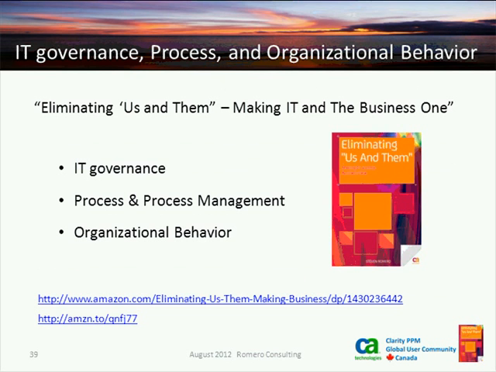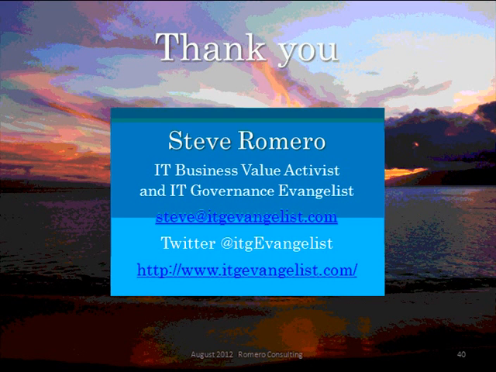It's called Eliminating Us and Them, where I talk about the 3 pillars that are required to do something about the divide that exists between IT and many of the businesses that they support, and that is good governance, good process and process management, and a good culture that fosters the right values, that foster the right behaviors in the organization. You need to look at all 3 of those at the same time. If you're doing governance without looking at process and without looking at culture, I guarantee it's going to fail. And with that, I'll conclude my presentation.